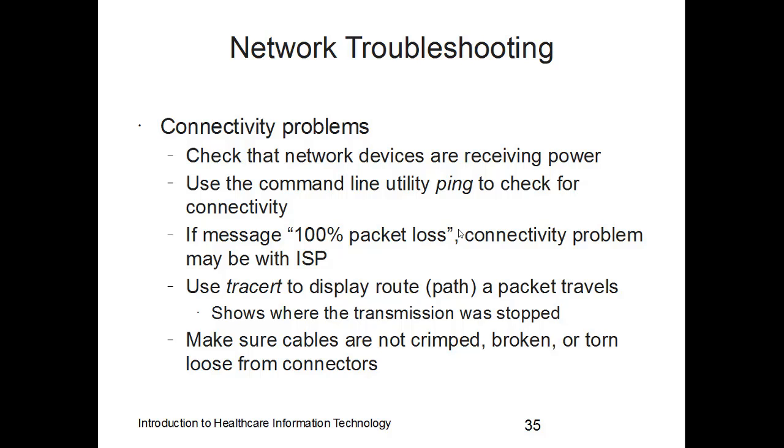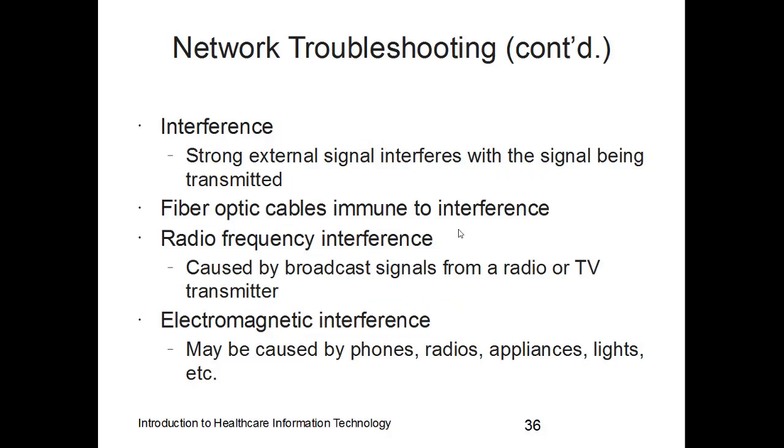problem may lie. And of course, make sure that the cables are not crimped or broken or torn loose from any connectors. Interference involves strong external signals that interfere with the signal being transmitted from the device. Fiber optic cables are immune to interference. Radio frequency interference is caused by broadcast signals from a TV transmitter or a radio transmitter. And electromagnetic interference could be caused by phones or radios, appliances, or lights.